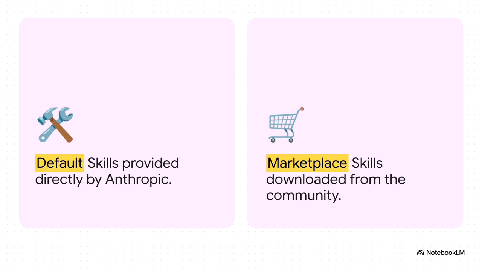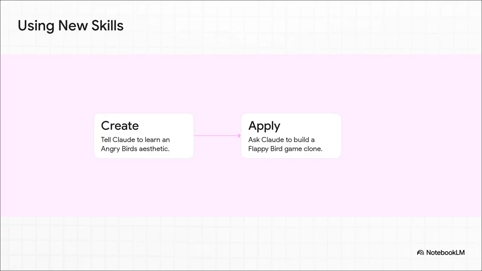But then you have marketplace skills. People out in the community build these and upload them to sites like claudemarketplaces.com. For instance, you could search for a highly specialized front-end design skill, copy it, and paste it right into your chat. Suddenly, your AI has this completely upgraded, expert-level sense of design for any app or website you ask it to build.